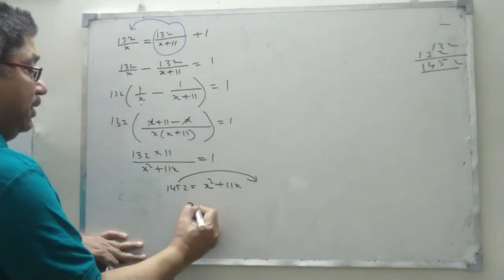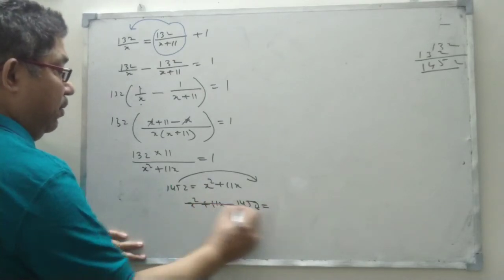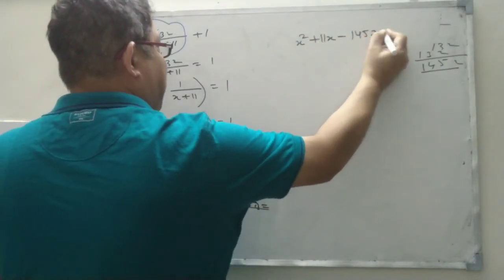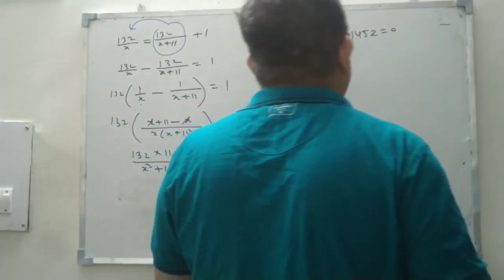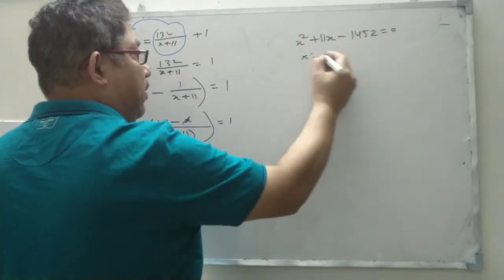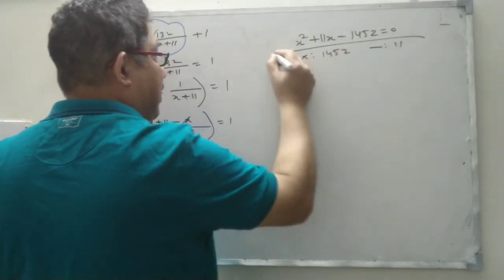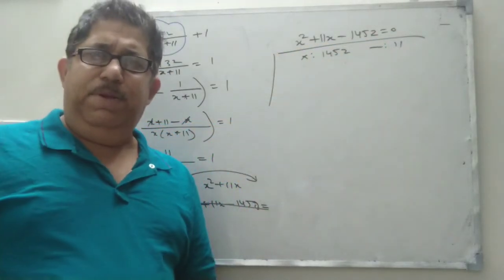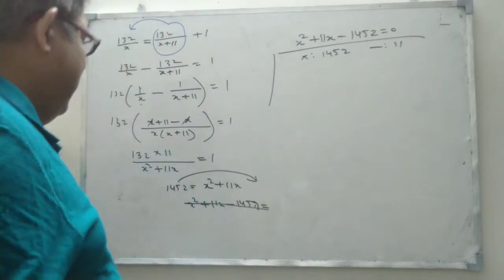Let me take this also on the other side. x square plus 11x minus 1452 equal to 0. Okay. Multiply, we should get 1 into 1452, minus here, so the difference should be 11. So this is what I get. Right now I have to use my logic. Some people will jump into the quadratic formula, it will come very big numbers and create nonsense. So why do all that?